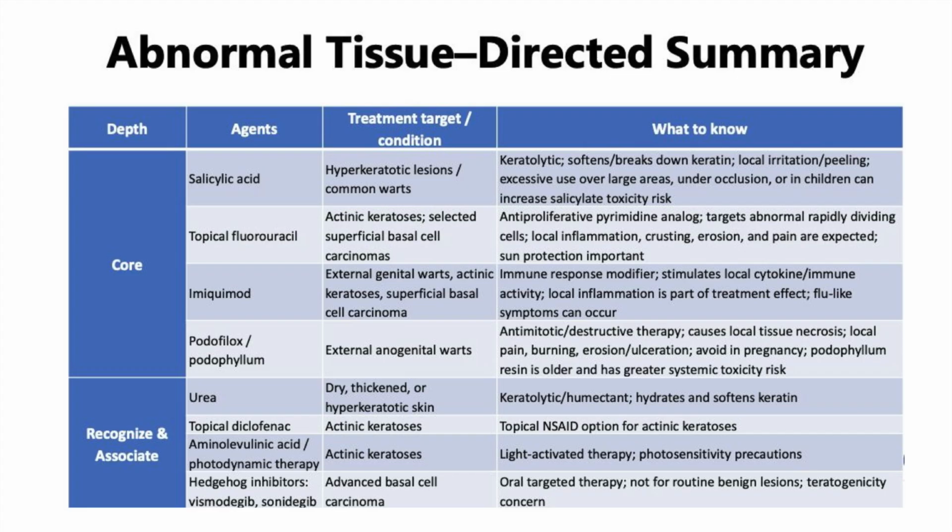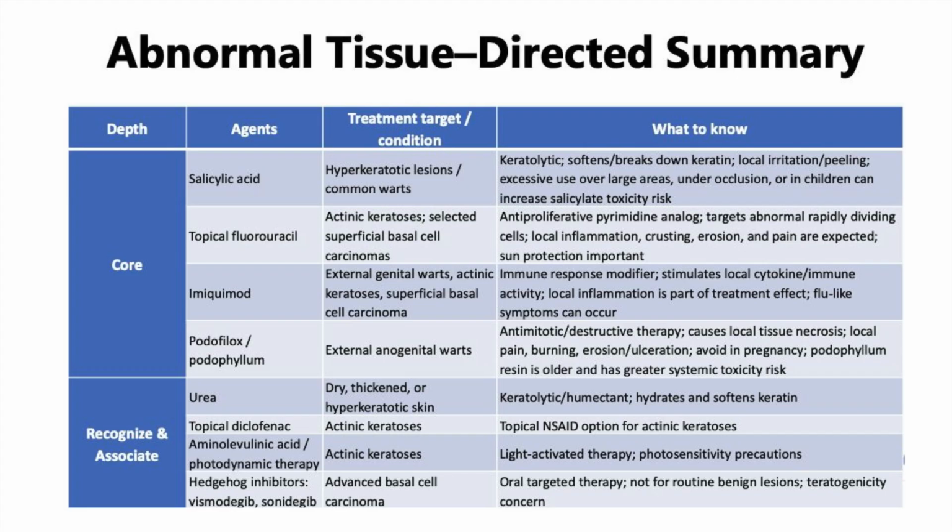Topical fluorouracil kills rapidly dividing abnormal cells and is used for actinic keratoses and selected superficial basal cell carcinomas. Redness, crusting, and erosion are expected signs of its local treatment effects. Imiquimod stimulates a local immune response and can treat external genital warts, actinic keratoses, and superficial basal cell carcinoma. Local inflammation and occasional flu-like symptoms may occur.